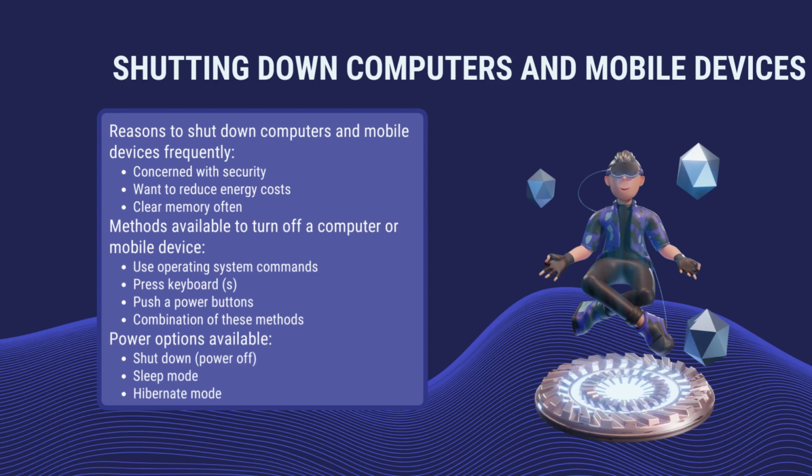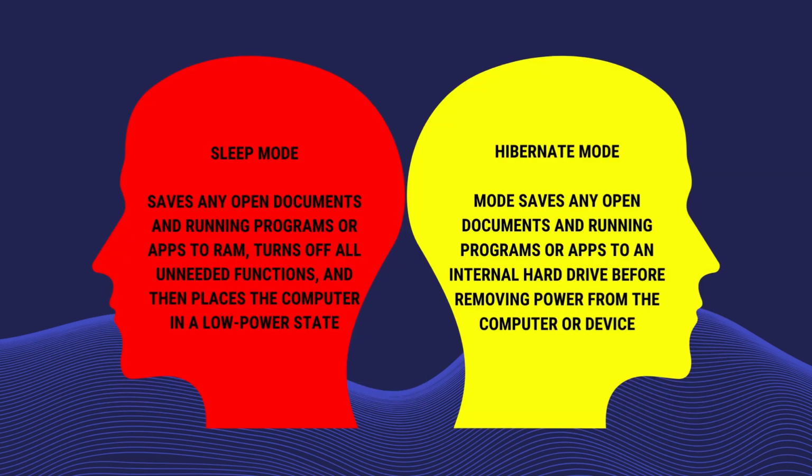sleep mode, hibernate mode. Sleep mode saves any open documents and running programs or apps to RAM, turns off all unneeded functions, and then places the computer in a low power state. Hibernate mode saves any open documents and running programs or apps to an internal hard drive before removing power from the computer or device.